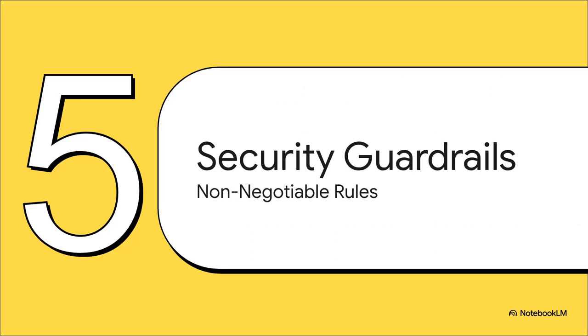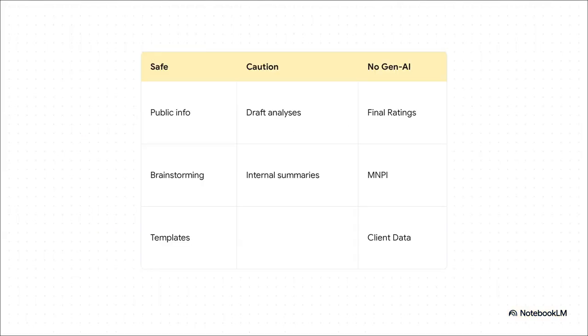And finally, Section 5, apply critical security guardrails. Because we operate in a high-impact, low-error environment, these rules are absolutely non-negotiable. We use a highly practical classification system to dictate exactly how you handle data. Green means safe. That's public information, broad brainstorming, generic templates. Yellow means caution. That's for draft analyses and internal summaries. But red means absolutely no Gen AI. This includes final rating decisions, material non-public information, and confidential unpublished client data. If your data falls into that red category, it never ever touches the AI.